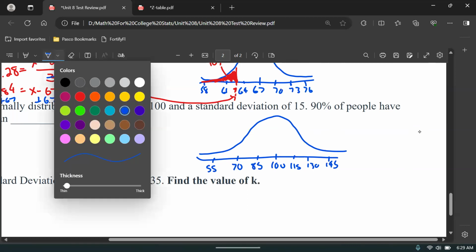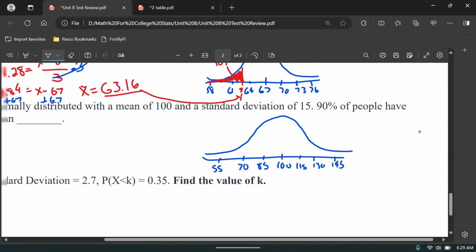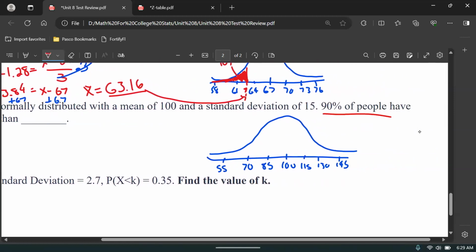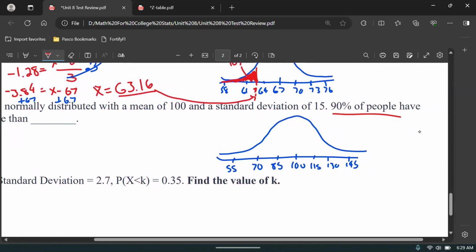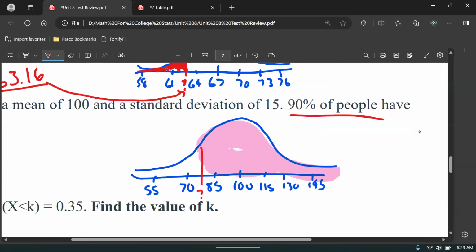115, 130, 145, and then we have the lower end, so 85, 70, and then 55. So it says 90% have an IQ more than what? So this is referring to the top 90%. So the top 90% is all of this, right? So this is what we're looking at finding. Let me just color it with this actually. This is what we're looking at. We're trying to figure out what X value that cuts off at. So you can see I drew a line here, but I don't really know where that line's actually supposed to be. But this is 90% on this side.